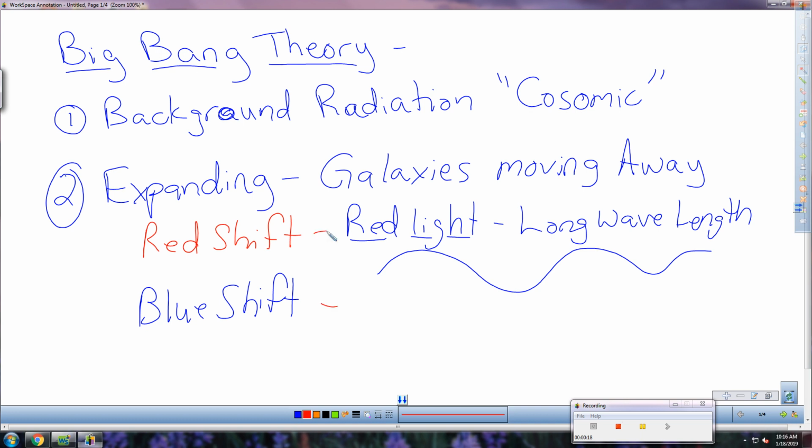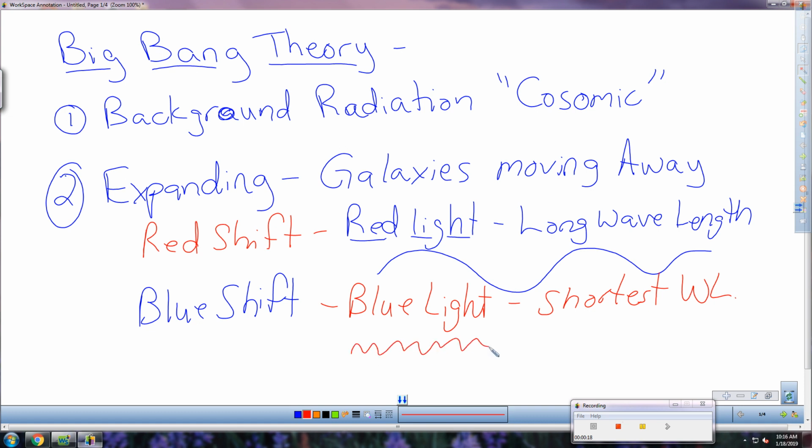So a blue shift is showing us that things are moving towards the blue light. If you notice what I just did to you, I switched the colors. Hopefully you can remember that. So the blue light has the shortest wavelengths, and I'm going to abbreviate wavelengths as WL there. So blue light has really short wavelengths, which means if the light is getting more and more blue, they're getting closer and closer to us. Not necessarily faster, they're just getting closer and closer to us.